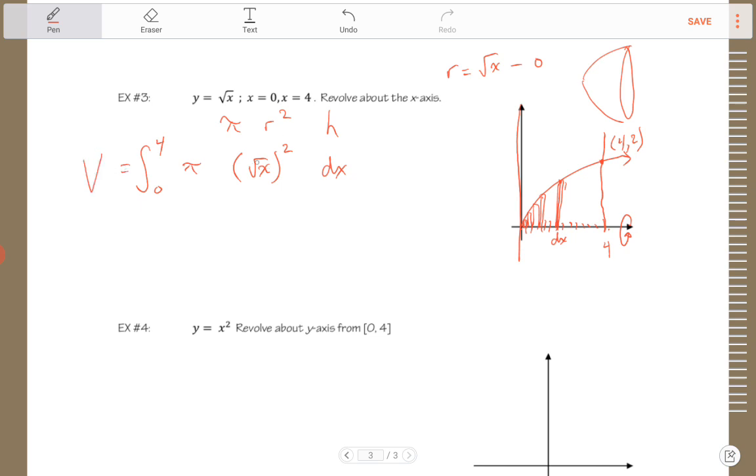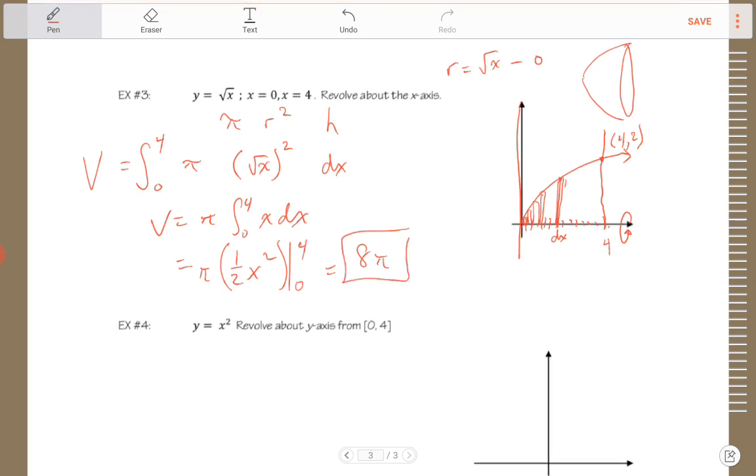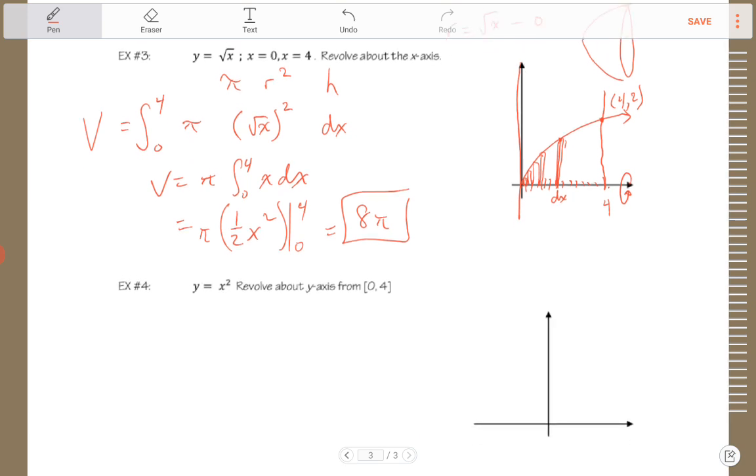Now, square root of x squared is just going to be x, so the volume is equal to pi times the integral from 0 to 4 of x dx. We know that the integral of x is 1/2 x squared, going from 0 to 4. Plug in our 4: 16 over 2 is 8. We get 8 pi minus 0 pi, so we'll just get a volume of 8 pi. Alright, next example.